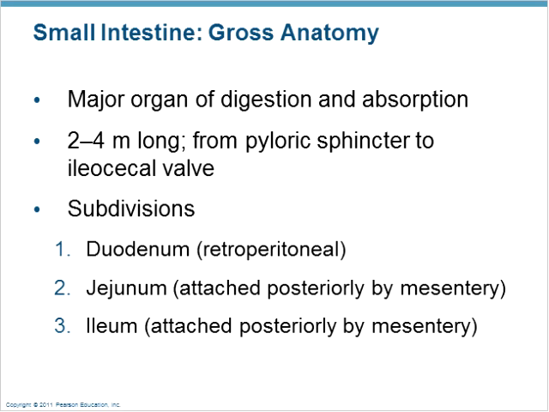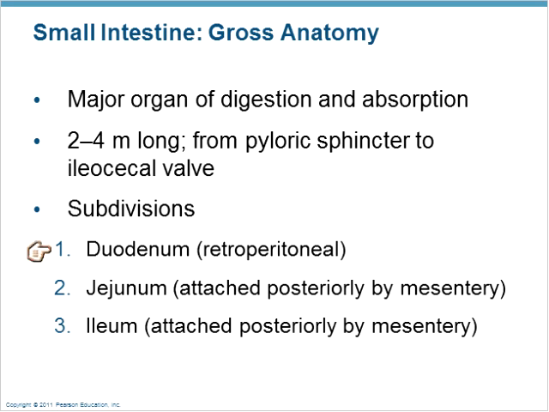The small intestine, gross anatomy, is a major organ of digestion and absorption. It's between 2 and 4 meters long, and it runs from the pyloric sphincter to the ileocecal valve, where it inserts into the large intestine, more specifically the ascending colon. It has 3 parts: the duodenum, the jejunum, and the ileum.